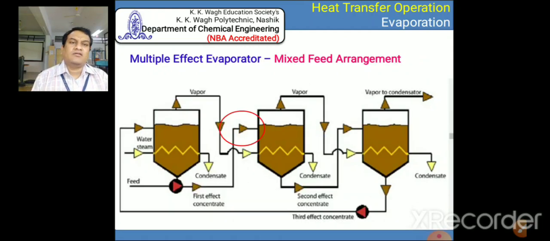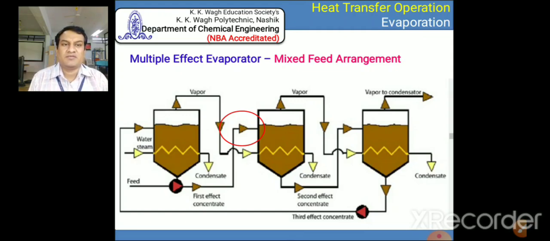So if you observe this third type of arrangement, that is the mixed feed arrangement. In the forward feed arrangement, we are feeding the thin liquor from first to second, second to third. In the backward feed arrangement, we are feeding the thin liquor from third to second and second to first. But in this mixed feed arrangement, we are feeding the thin liquor from the second, right? So from second to third and third to first.